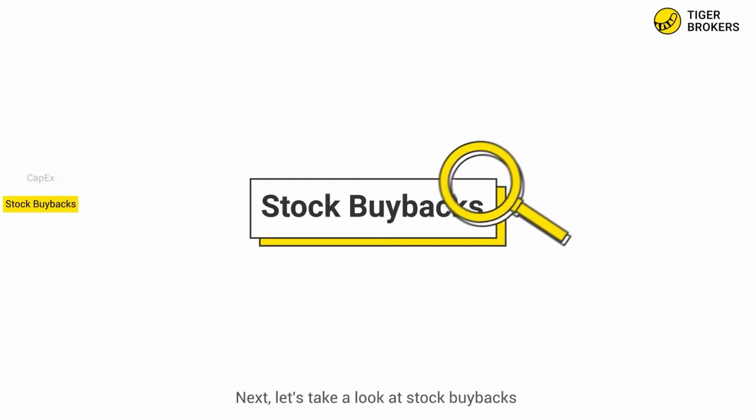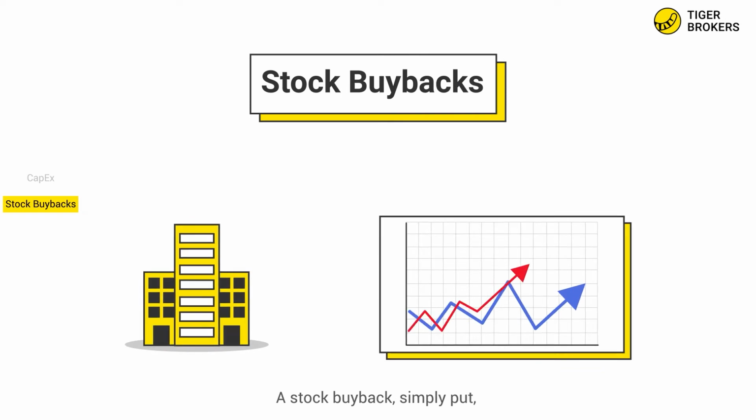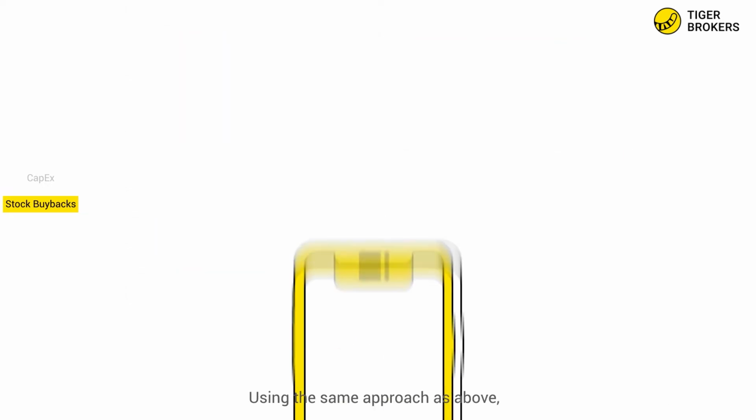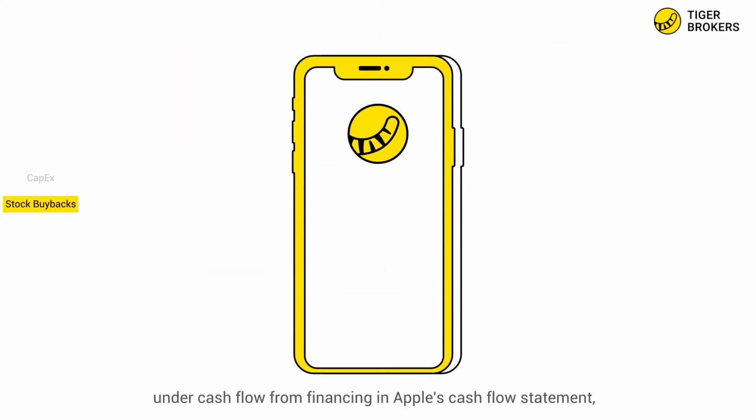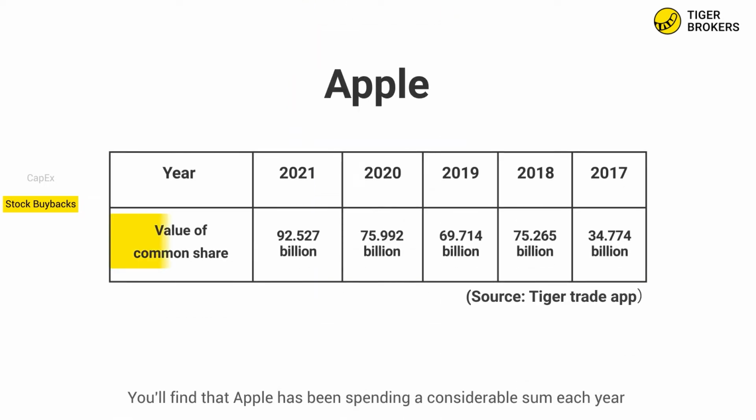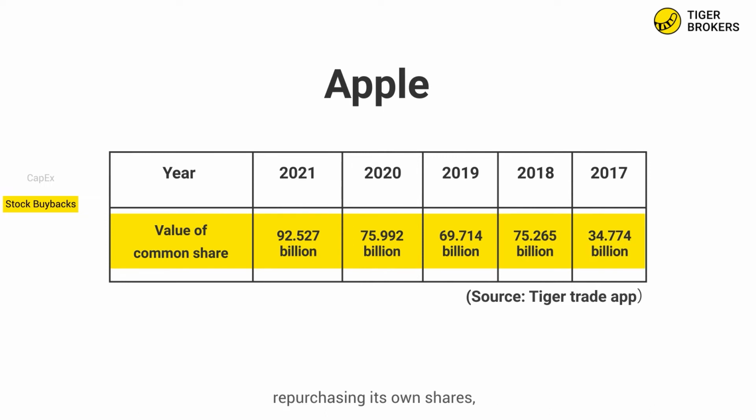Next, let's take a look at stock buybacks. A stock buyback, simply put, is when a listed company uses its own funds to repurchase its shares in the market. Using the same approach as above, under cash flow from financing in Apple's cash flow statement, we can gather share repurchase data for the past 5 years. You'll find that Apple has been spending a considerable sum each year repurchasing its own shares.